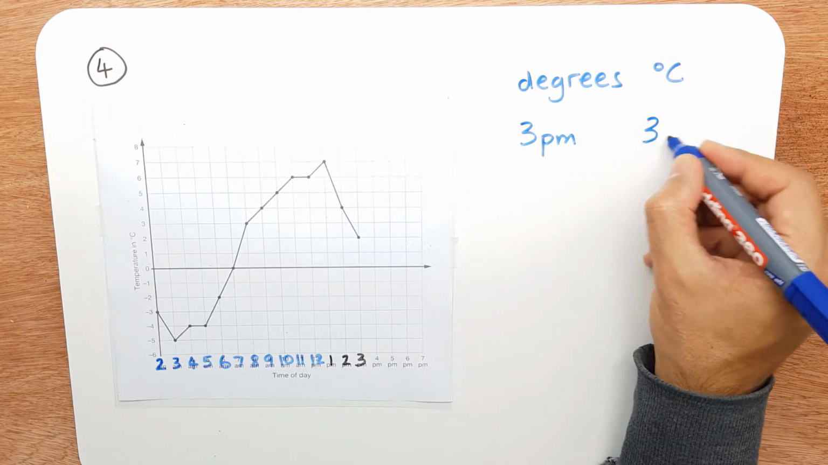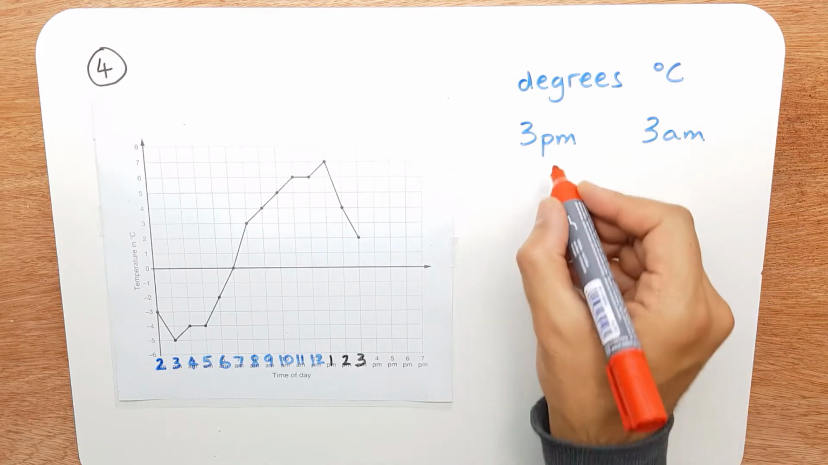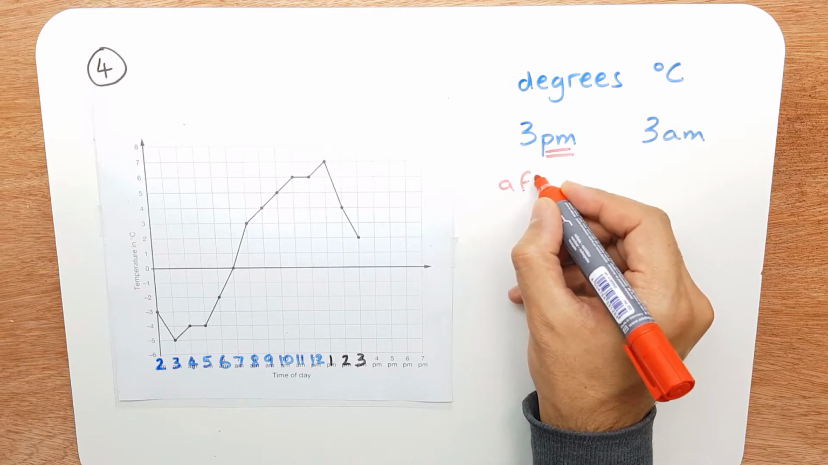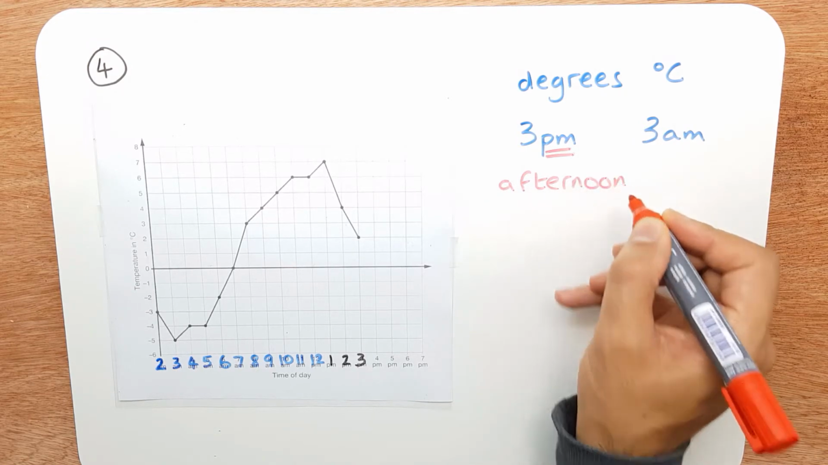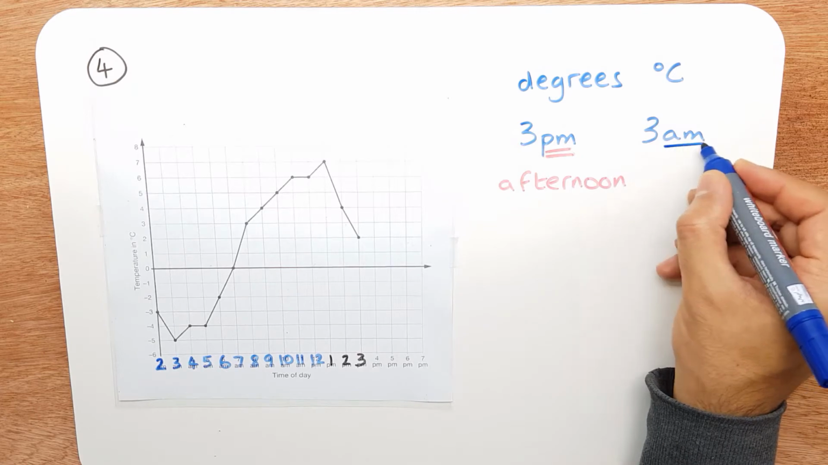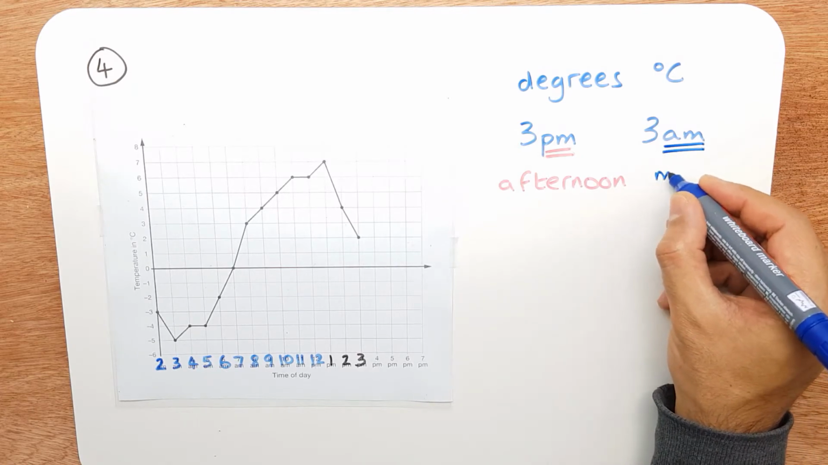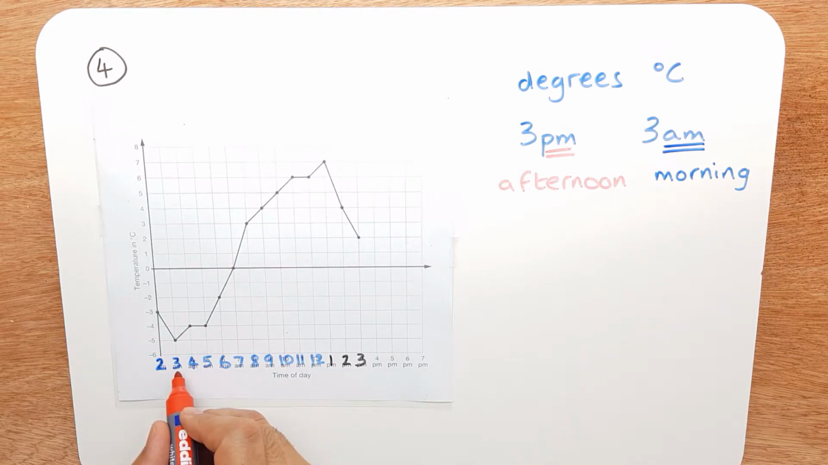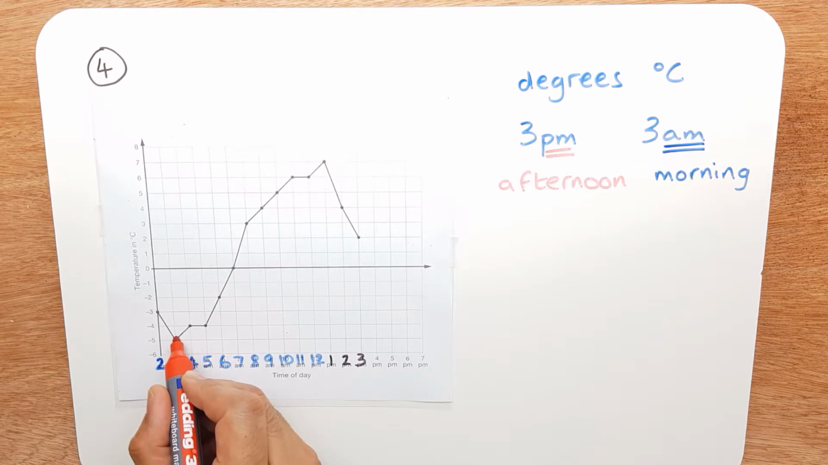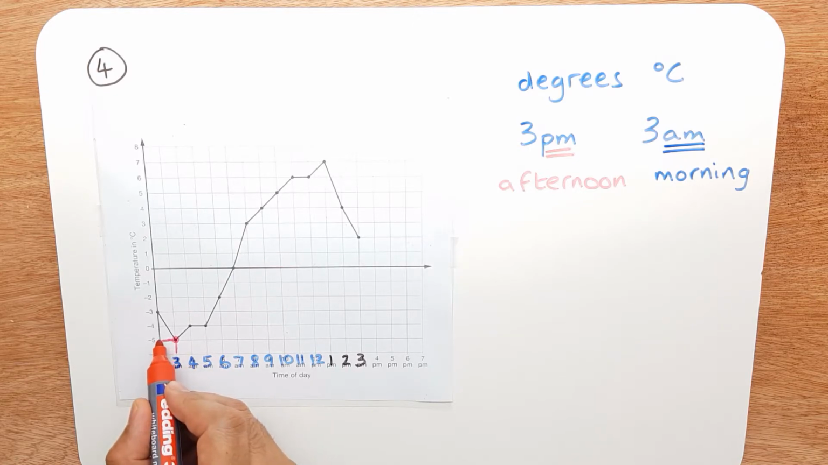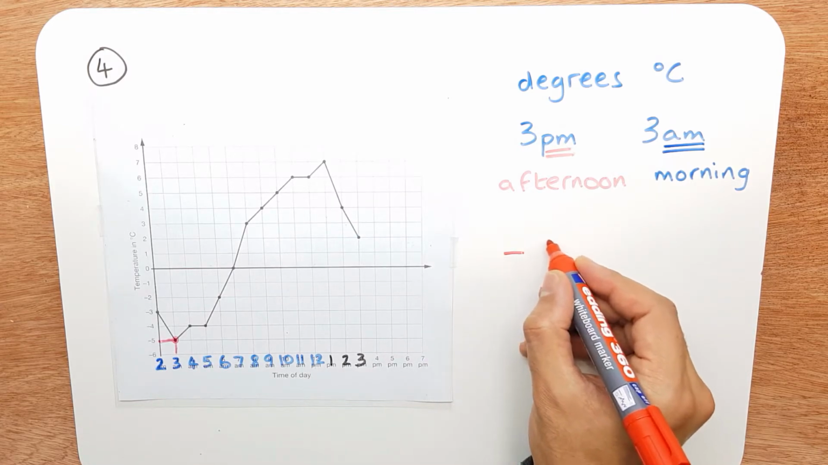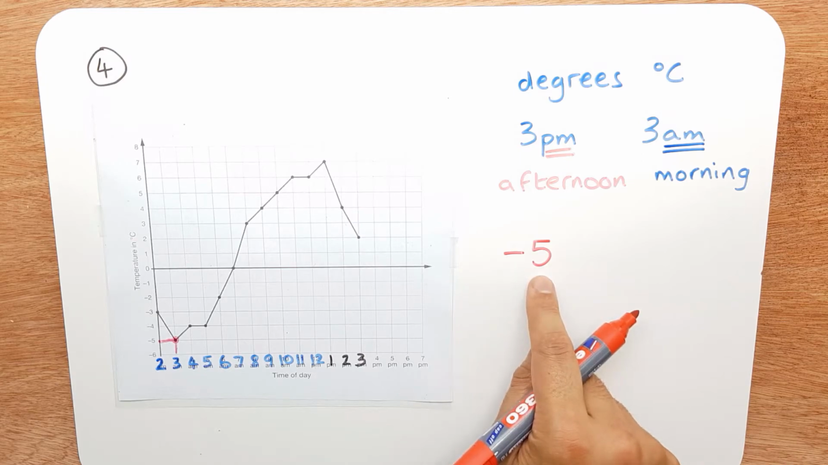compared to 3 a.m. And remember, p.m. is in the afternoon and a.m. is in the morning. And the temperature at 3 a.m., if we go to 3 a.m. and we go up to the point and we read across, it's -5. So we start at -5.